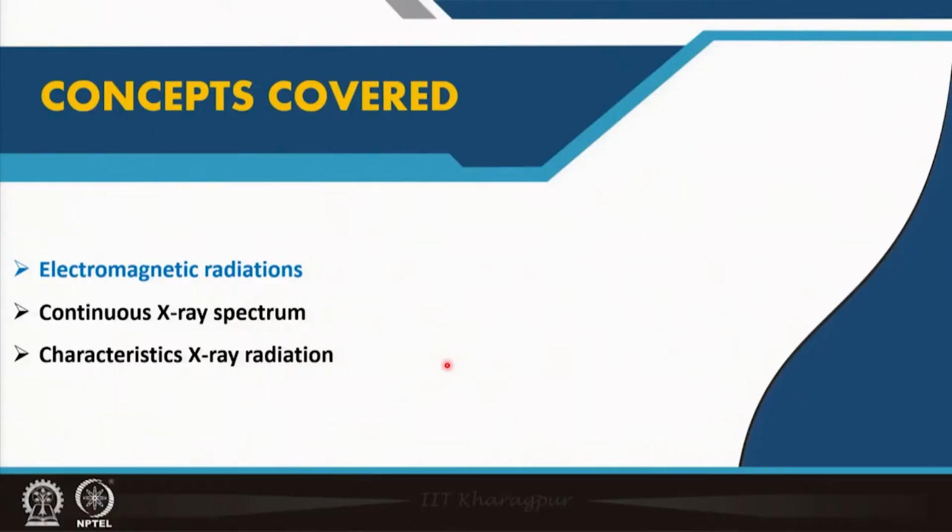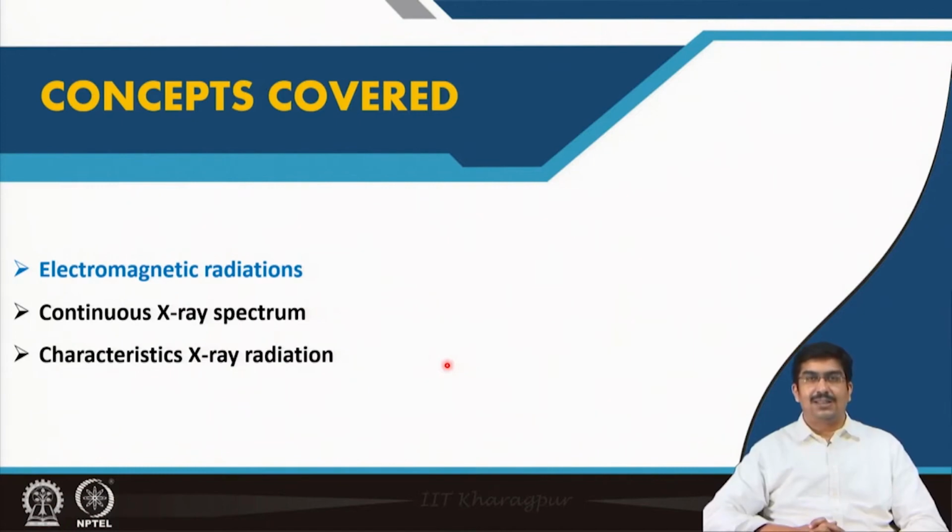And today we will be discussing continuous and characteristic X-ray spectrum, basically how the X-rays are generated. So, we will discuss electromagnetic radiations in general first, and then we will move on to discuss continuous X-ray spectrum and characteristic X-ray radiation.